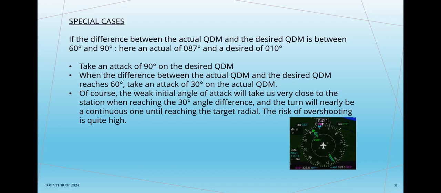Of course, the weak initial angle of attack will take us very close to the station when reaching the 30 degrees angle difference, and the turn will nearly be a continuous one until reaching the target radial. The risk of overshooting is quite high.